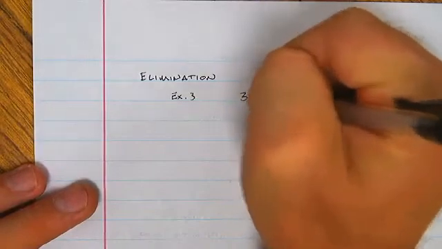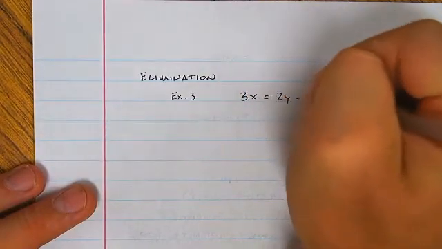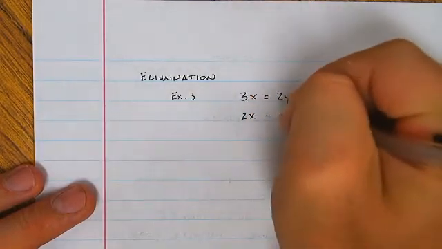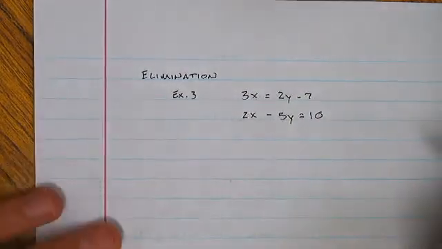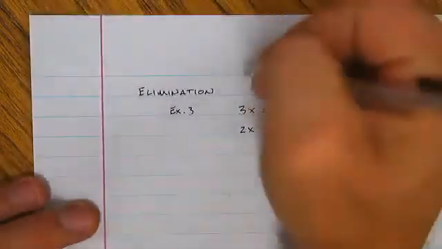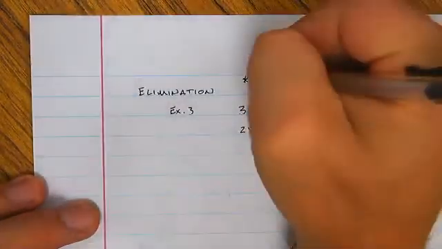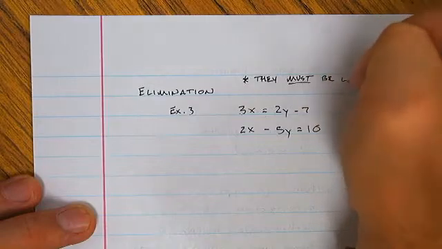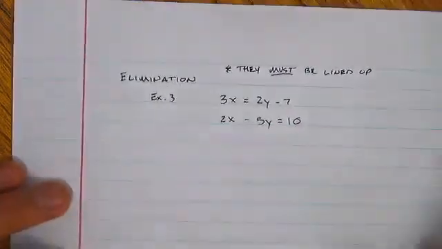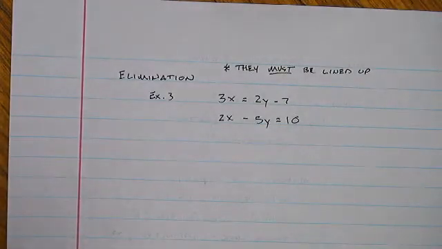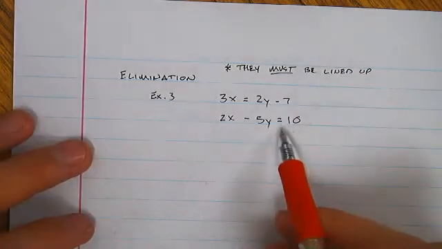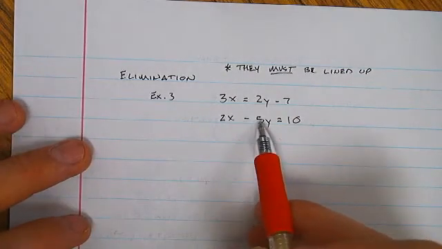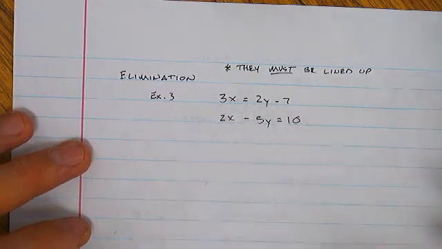Okay. So in example 3, in elimination, I'm going to give you this one, and this was where we left off. So 3x equals 2y minus 7 and 2x minus 5y equals 10. The first thing, a little star for ourselves: they must be lined up. That is a must when you're doing elimination. Now, it can be lined up however you want. You can move this 5y to the right here, and it'd be 2x equals 5y plus 10. They would line up with each other, and that's fine.